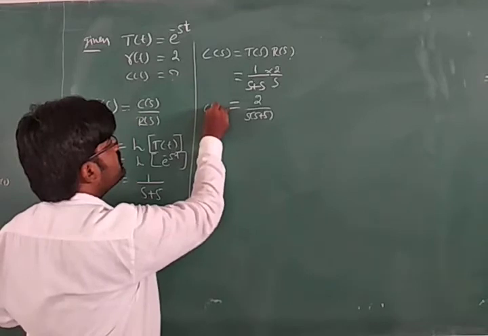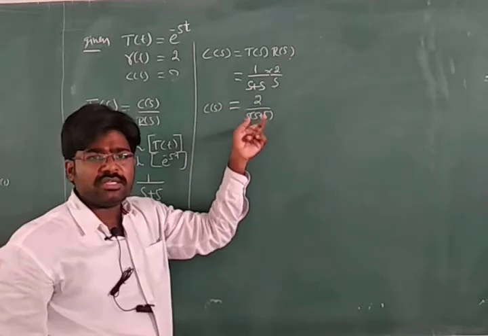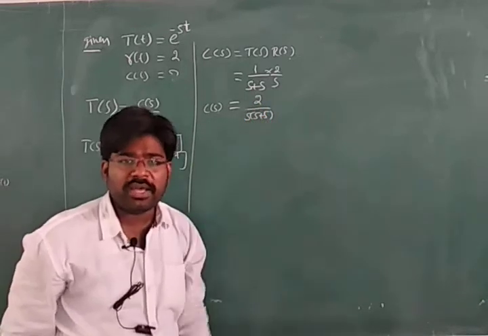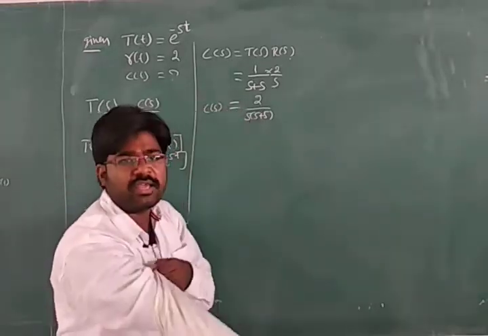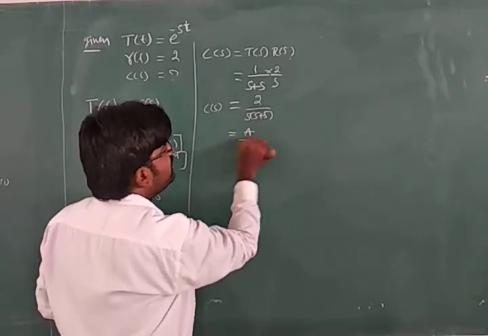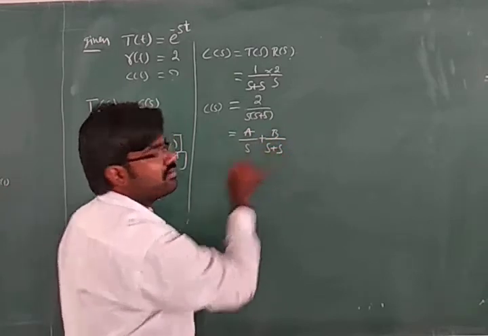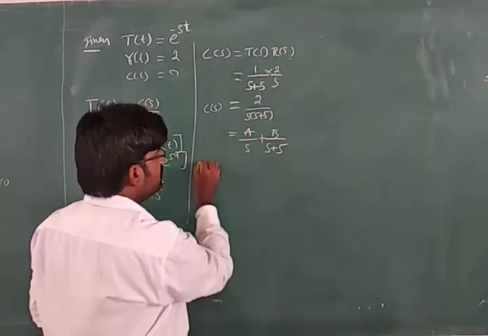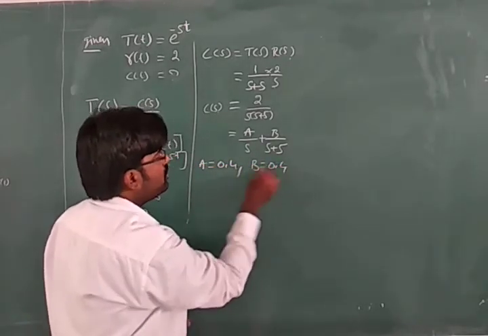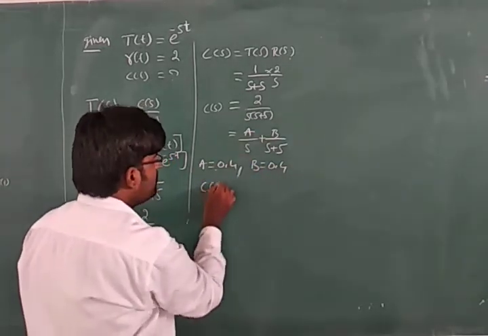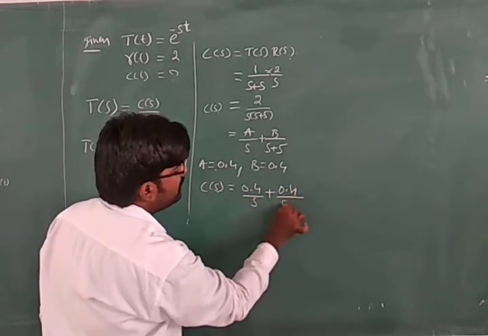Now c of s, if we want c of t, we have to apply inverse Laplace transformation. Before that, if the given equation is in this form and you want to apply the inverse Laplace transformation technique, we know we have to use partial fractions. You already know that method. Write this equation as A divided by s plus B divided by s plus 5. If you solve this using partial fractions, you will get the value of A as 0.4 and the value of B as 0.4. Now substitute these two values in the given equation. C of s is equal to 0.4 divided by s plus 0.4 divided by s plus 5.